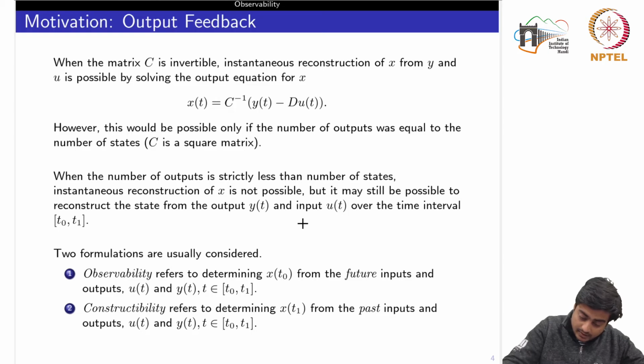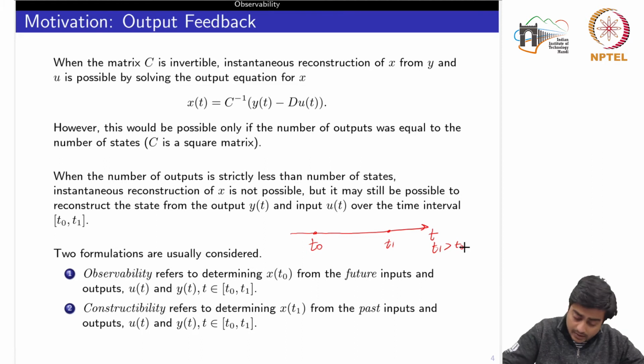Okay, so let's talk about the time axis. This is t, this is T0 and this is T1, and here we have taken T1 greater than T0. Now let's say between this interval we have observed the input-output signal. Using this information of the input-output signal, if I am computing the value of x at T0, then we call it observability. If we are computing the value of x at T1, we would call it constructability.